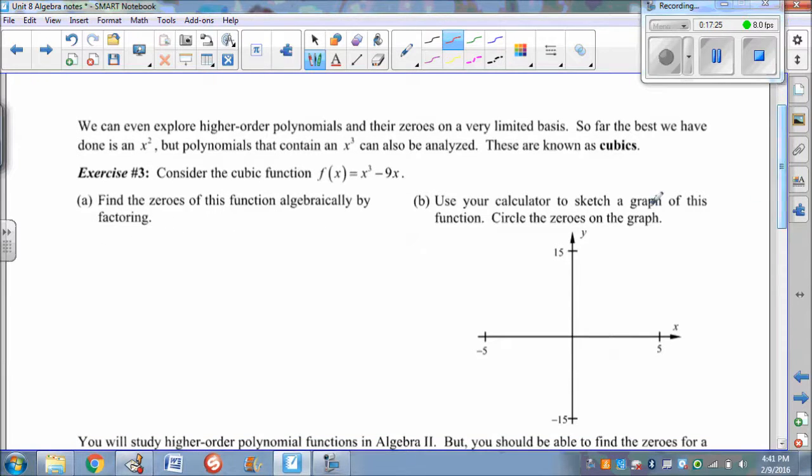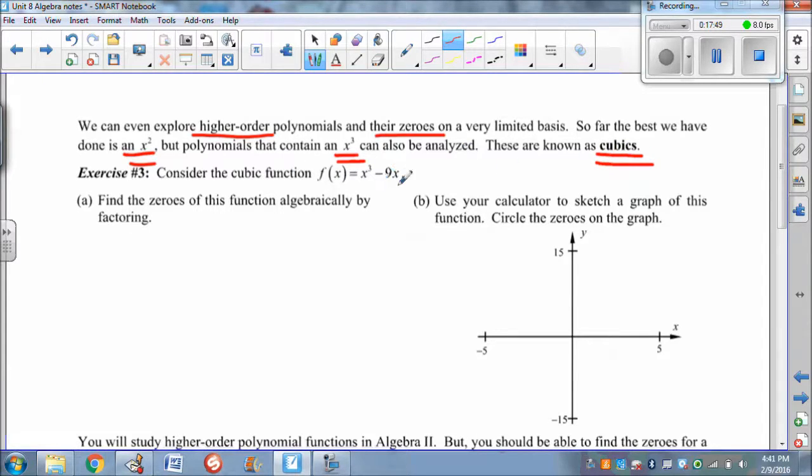I'm going to start you off on this one, and then I'm going to let you finish it. This one is really cool. We can explore even higher order polynomials and their zeros on a limited basis right now. So far the best we have done is x squared, quadratics. But what about x to the 3rd power? These are known as cubics.